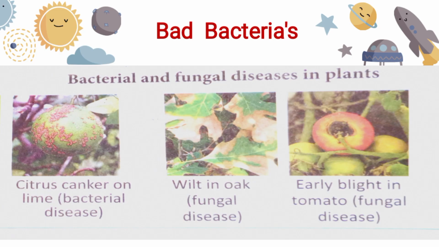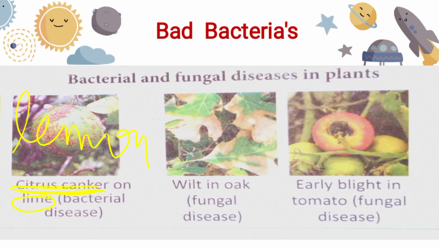So bad bacteria used to cause what? Fungal and bacterial diseases in plants. As you can see, the citrus canker. So what is citrus canker? This citrus canker is a disease name which is caused on what? Lime. So what is this? This is lemon.